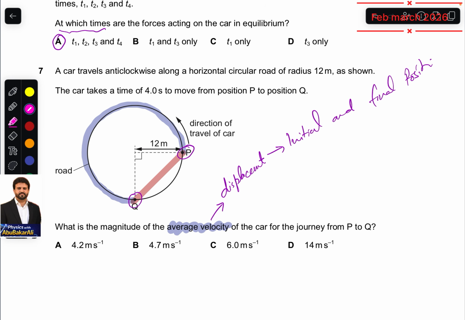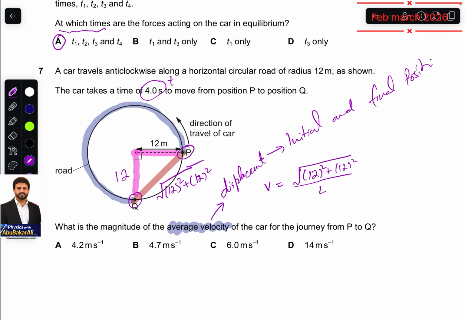Very easy. Okay. So you know this thing, you can write down this as, this will be under root 12 square plus 12 square. Okay, this will also be 12. This is the hypotenuse, right? So this will be the length of this line, the displacement. Time you already have, this is the time. So you can find the average velocity, right? So velocity is under root 12 square plus 12 square divided by the time that is given. It's 4. So you will get 4.24. So it's option A.